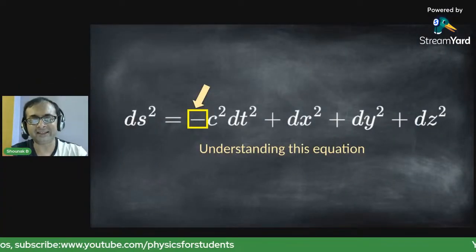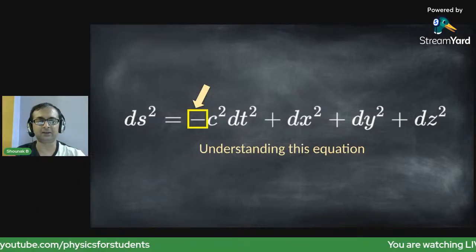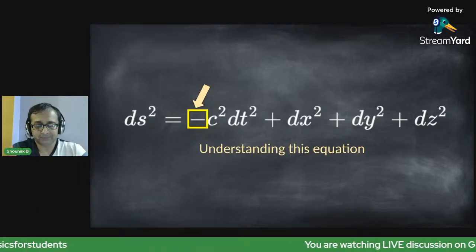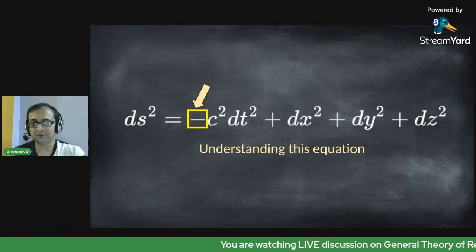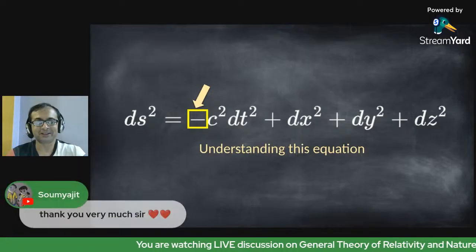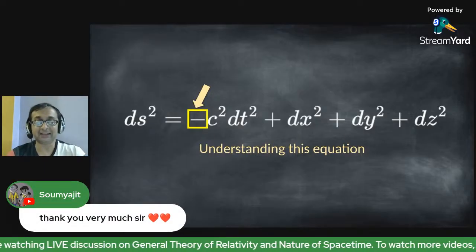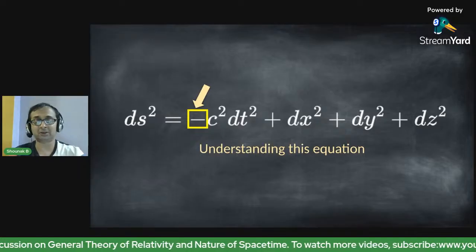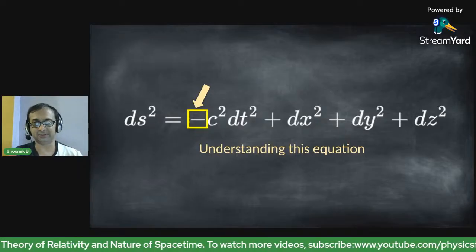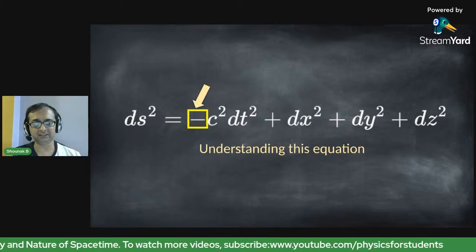So the basic thing is that here you can see for the space-time interval, we always see a negative sign. And what we see is that there is a minus sign and there is a C. So what is this all about? Why do we need a negative sign? Why do we need a C, etc.?